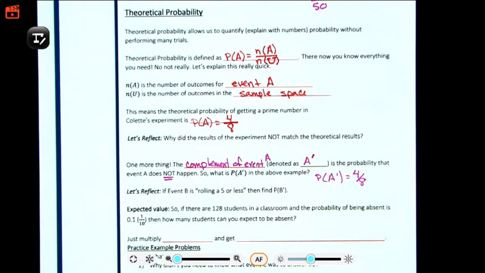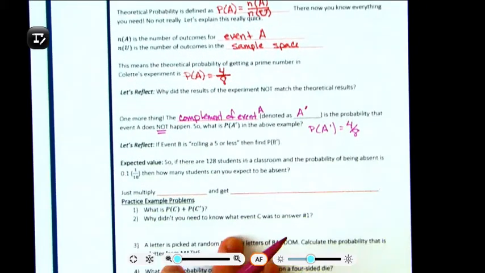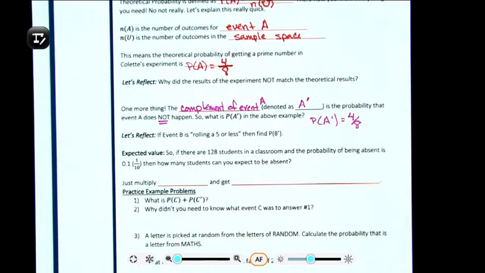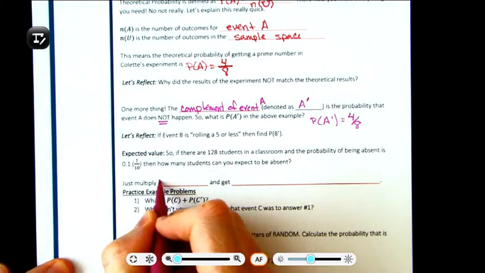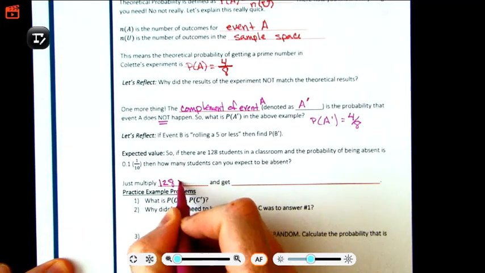So now, expected value. Expected value is just that: what value can you expect to occur? So if there are 128 students in a classroom, and the probability of being absent is 1/10, or 0.1, then how many students can you expect to be absent? Well, to do that, this is just finding a percentage of a number. I'm going to multiply 128 times 0.1, and I get 12.8 kids.